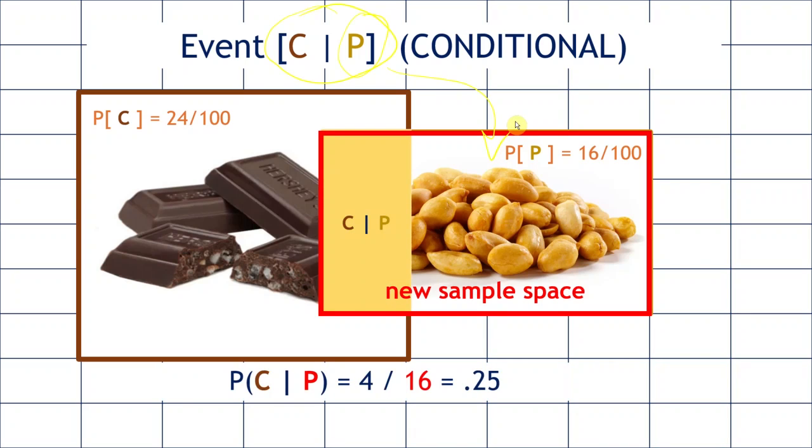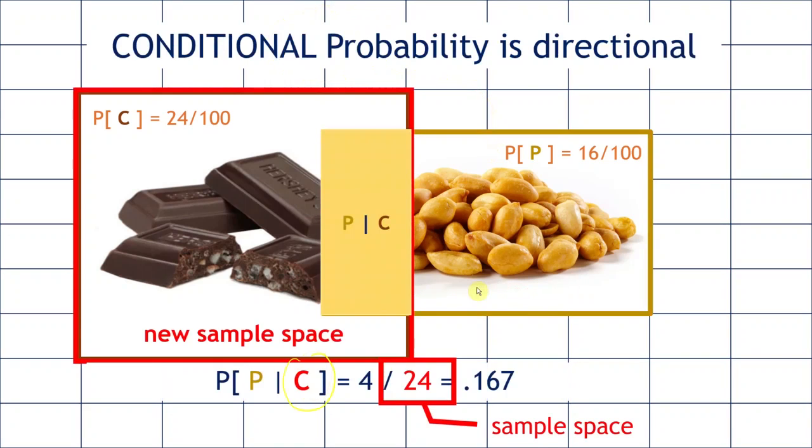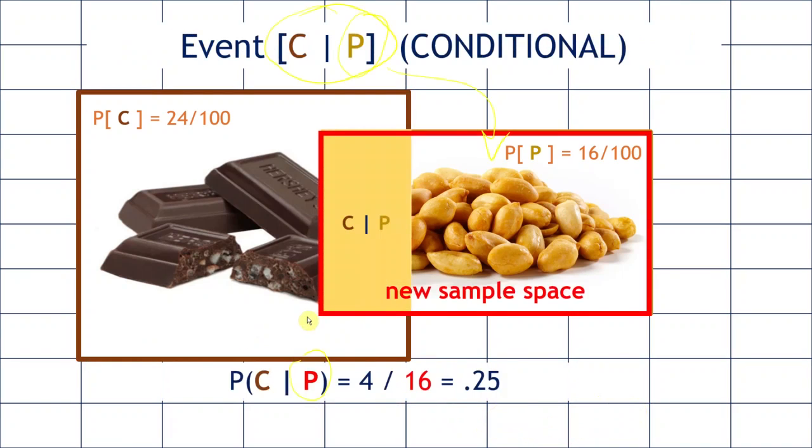And C given P, because P is the new sample space, 16 is the size of the new sample space. So C given P will be 4 divided by 16, or 25%. So that's different from this number, which is 16.7. This is P divided by C. So even though we're looking at the same region over here, because the sample space has changed, whether it's C or P, you will get a different probability.